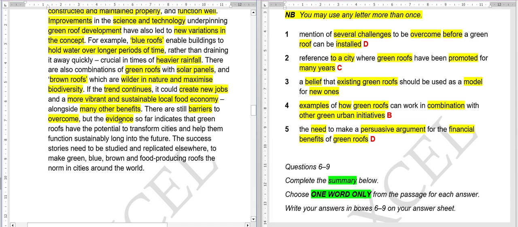So far, whatever evidence we have collected indicates that green roofs have the potential to transform, to change cities, and help them function in a sustainable manner in the future. The success stories need to be studied and replicated elsewhere. So we need to study the success stories and then replicate, meaning apply, them elsewhere. We have to use those methods to make green, blue, brown and food producing roofs the norm in cities around the world, so that we can make these roofs a common sight around the world.